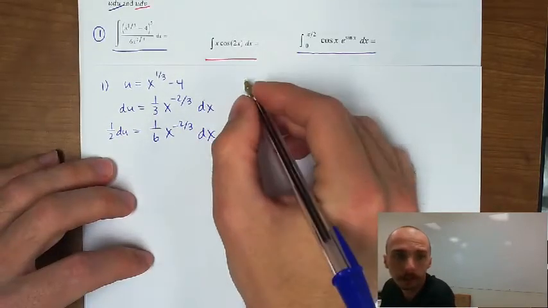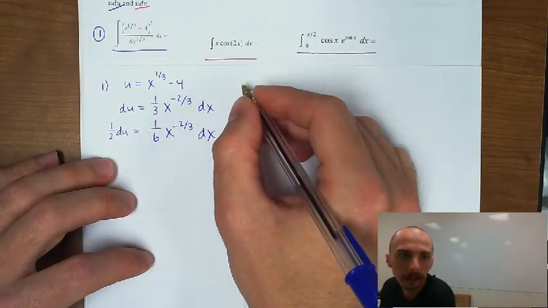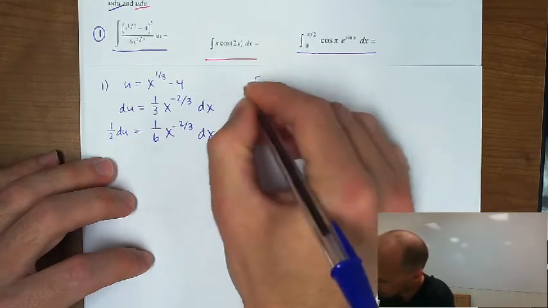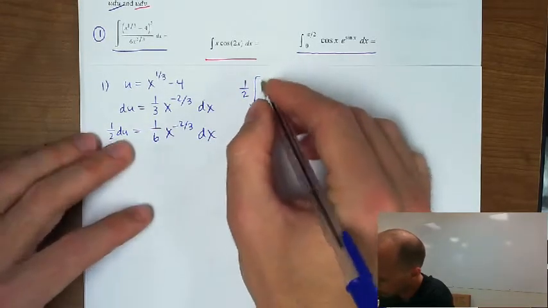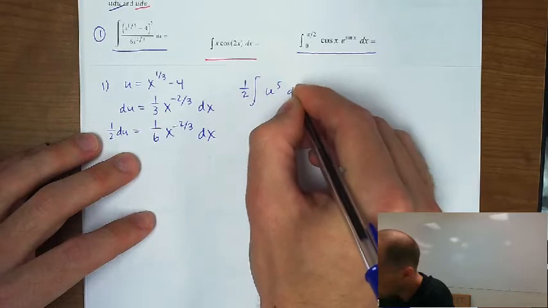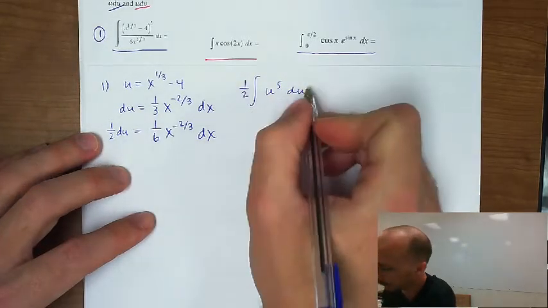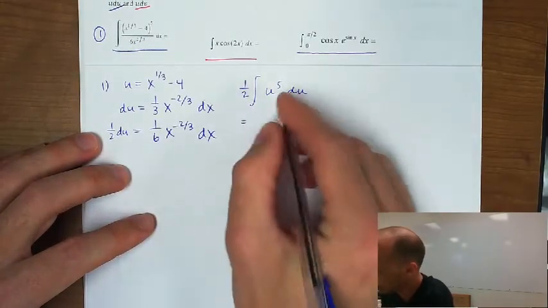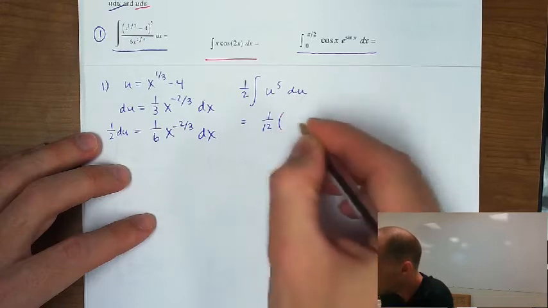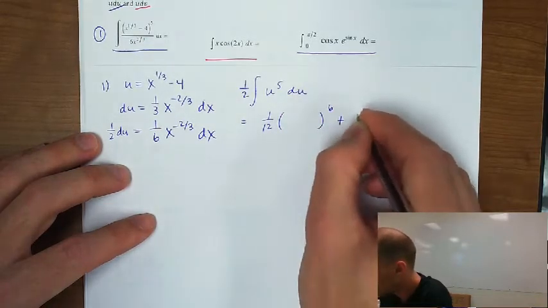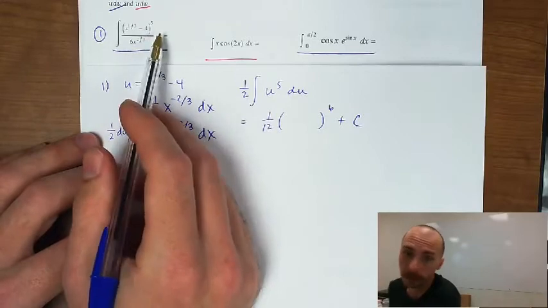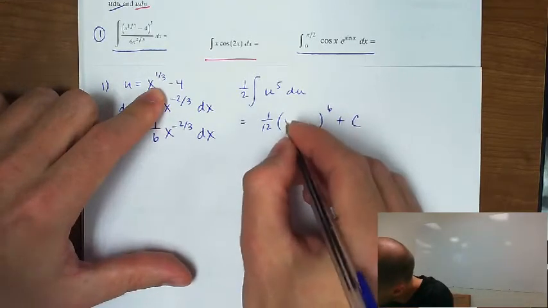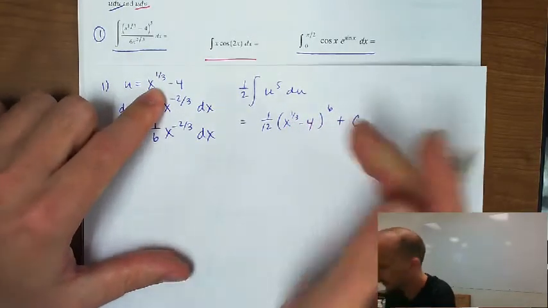Now I'm going to go over here and this is going to become the integral of 1/2 u to the 5 du. Because the 1/2 du encapsulates all of that and the dx. Right, so that's going to be 1/12 of u to the 6th plus c. But an antiderivative of this thing with respect to x should be in terms of x, so I'm going to substitute back in on that. U is equal to x to the 1/3 minus 4. And I'm happy.